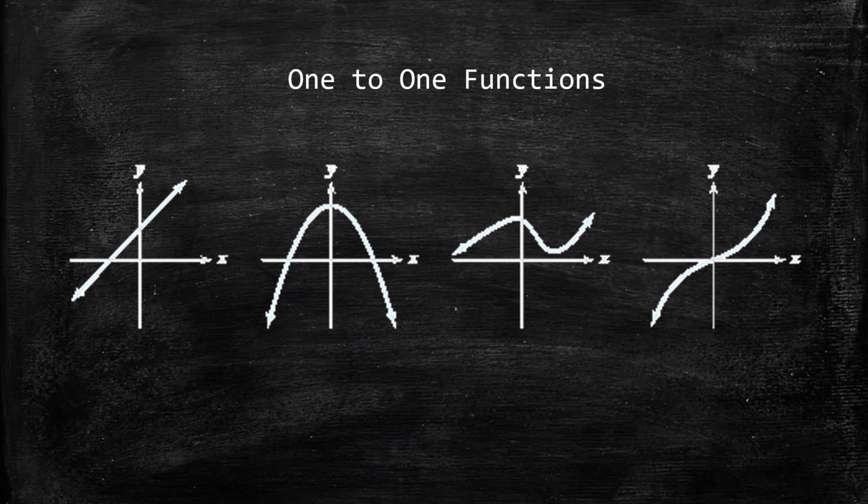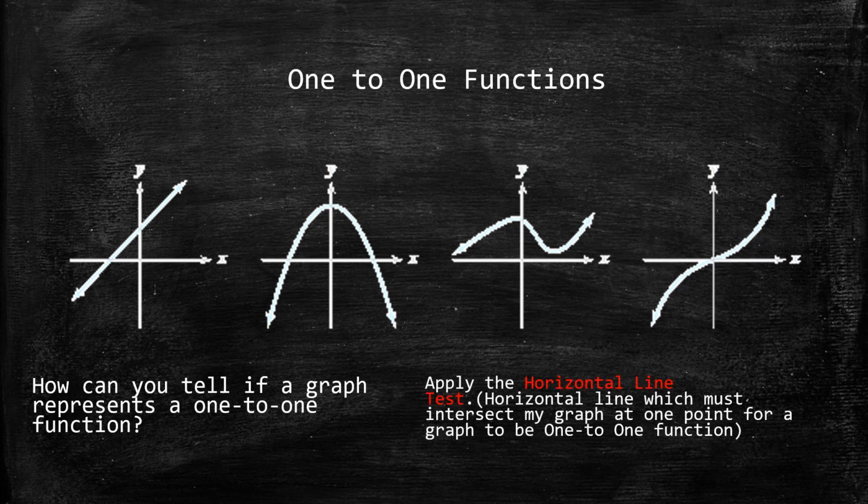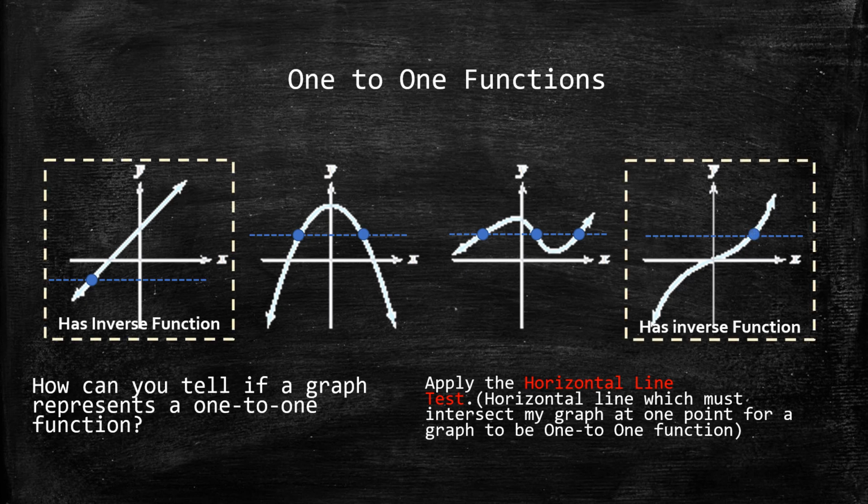If I have a graph, how can I tell if it's one-to-one? We have a test called the horizontal line test. If a horizontal line intersects my graph at one point, then the graph given is one-to-one. So let's draw a horizontal line on each one. We can tell that the first graph and the last one have an inverse function, because the horizontal line intersected my graphs at one point.